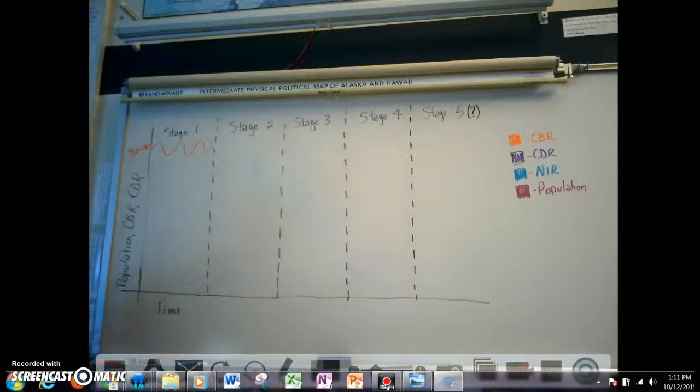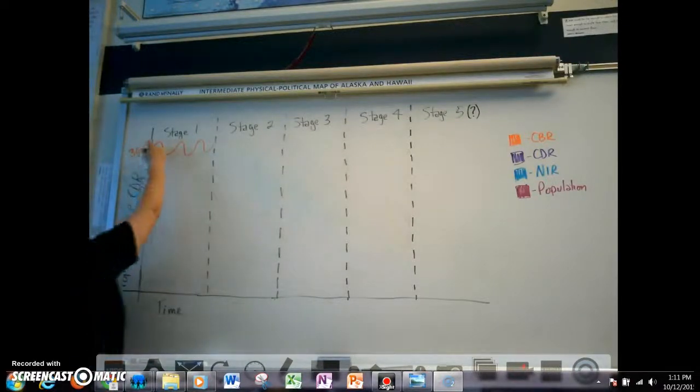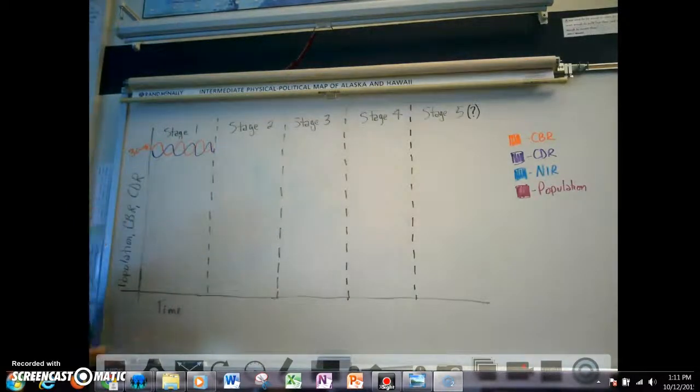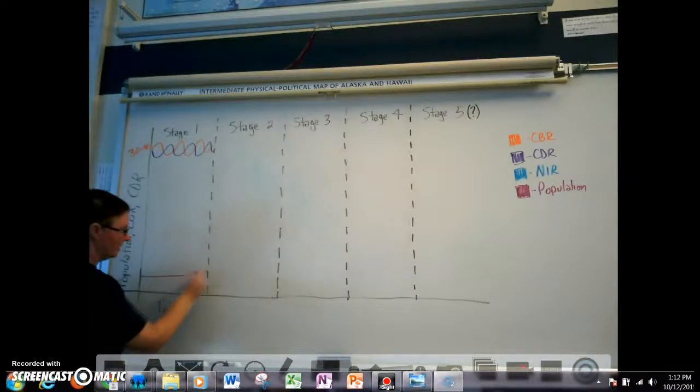Okay. Our death rates are going to follow pretty much the exact opposite. Okay. So population is going to be growing, but it's going to be growing slowly.